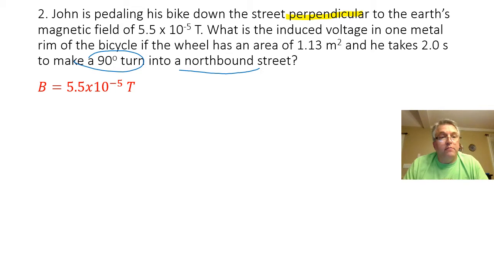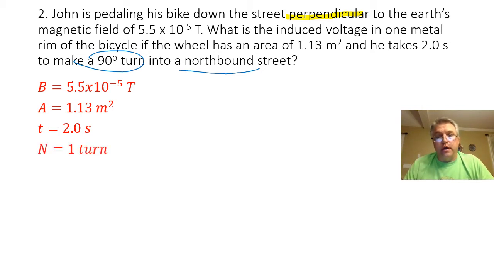We are given the magnitude of the magnetic field of the Earth, as we were in the previous problem, 5.5 times 10 to the minus fifth Tesla. We are again given the area of the bicycle, which is the same as in the previous problem, 1.13 square meters. And we're given the time it takes for him to make the turn onto the northbound street of 2.0 seconds. And we're going to treat the bicycle rim as if there is only one turn or one coil in the loop, and really it's one big metal piece. So that is a good assumption. And we are looking for the induced voltage or the induced EMF, which we represent by our Greek letter epsilon.